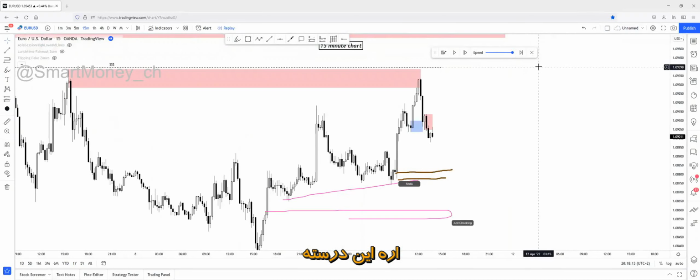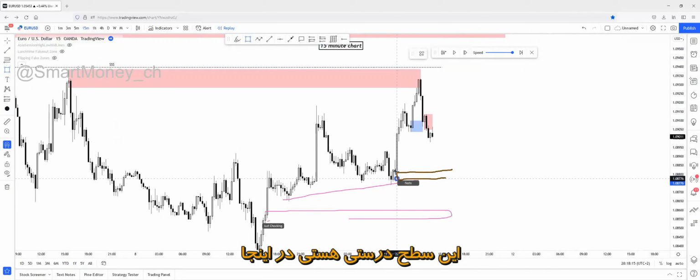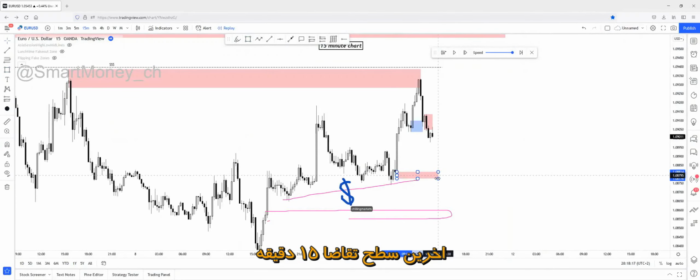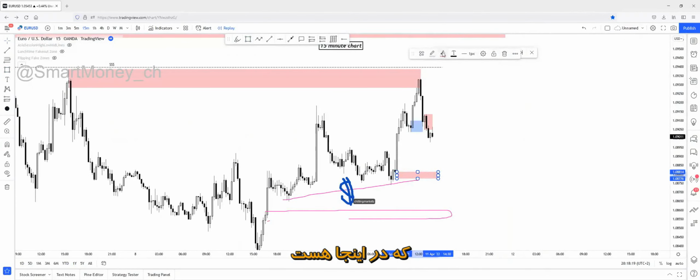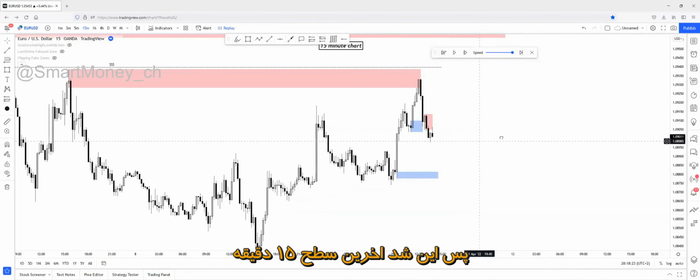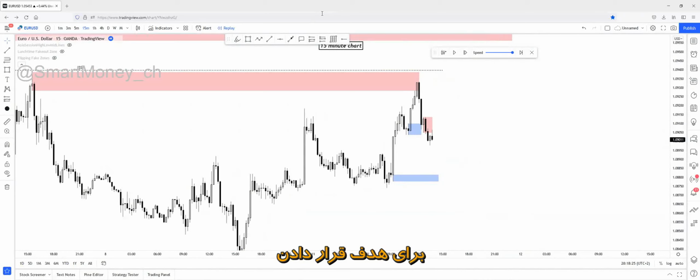That's the correct zone right here. The last recent 15-minute zone is this one right here. Please just remove the drawings. So this is the last recent 15-minute region that we could aim for.